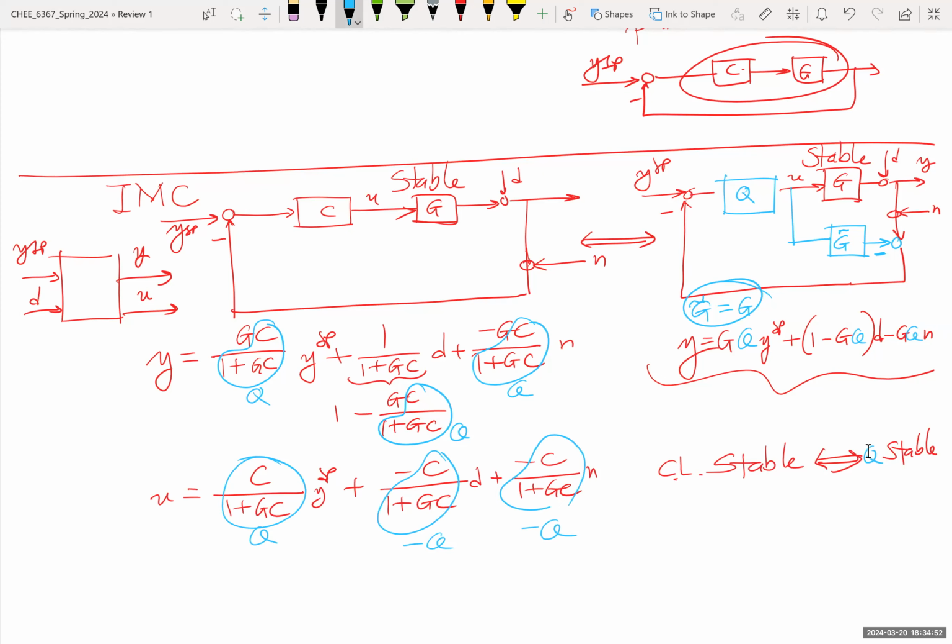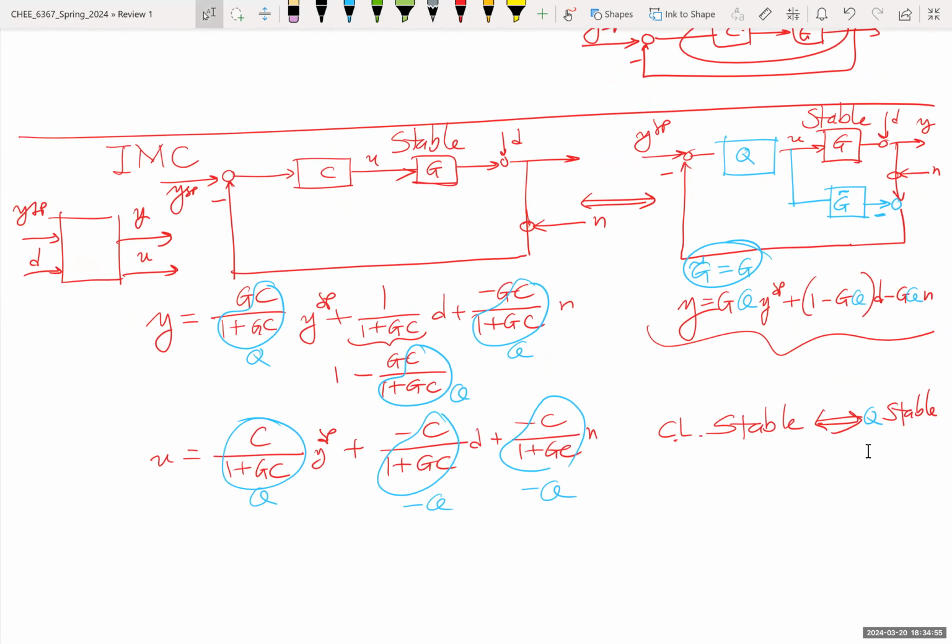Okay, so if the closed loop is stable, all the transfer functions from these external signals to the internal signals generated in the loop must be stable. Therefore, this Q must be stable. So that's how we prove the necessary and sufficient. It's the half a line proof. Extremely simple. So Q stable is necessary and sufficient for closed loop stability. If Q is stable, the closed loop is stable. And if the closed loop is stable, Q must be stable.